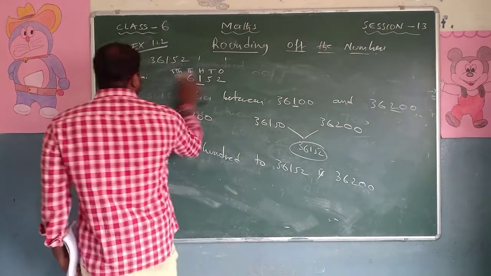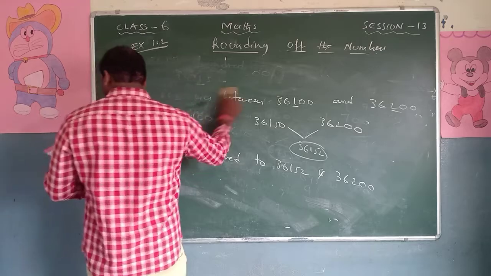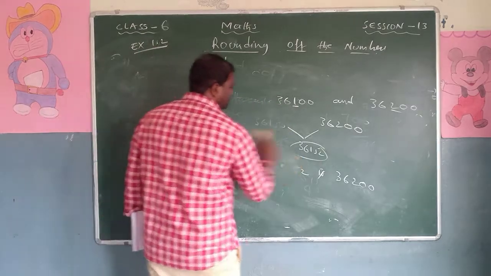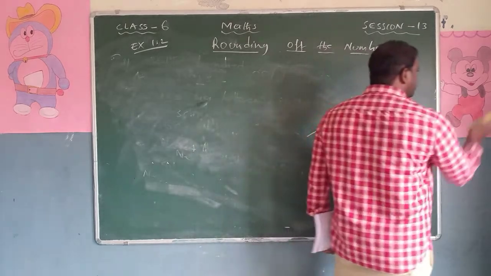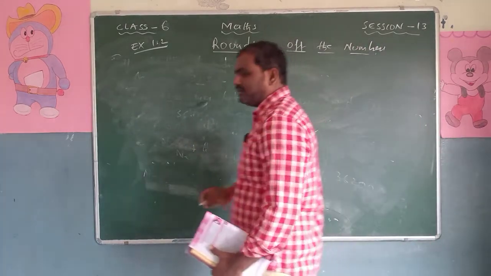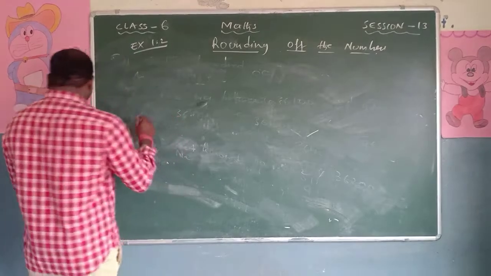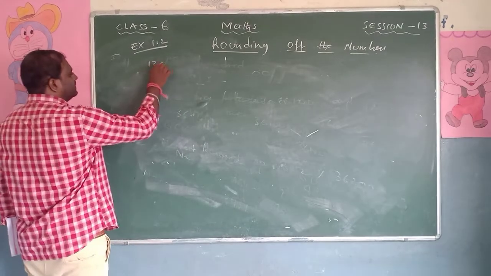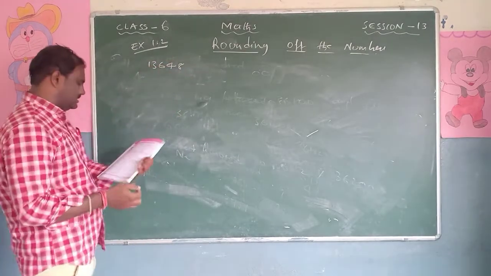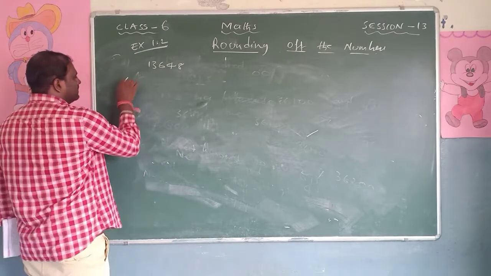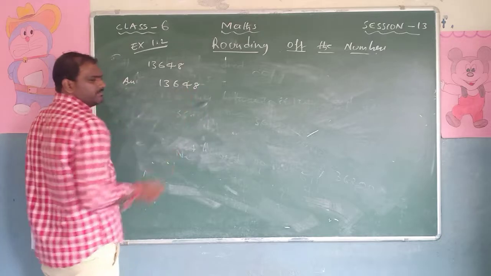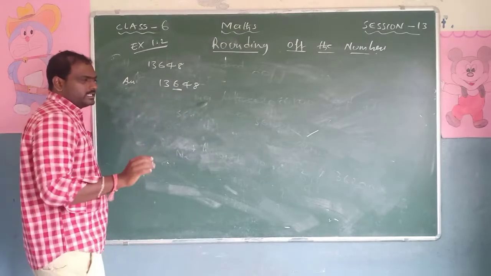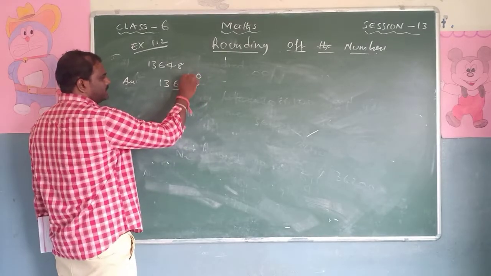What is that? 13,648. So it's a very simple question. No need to get confused. The more examples you practice, the more perfection you will get. 13,648. Answer. First, what should I write? 13,648. First, the question is hundreds, so you have to check only hundreds.